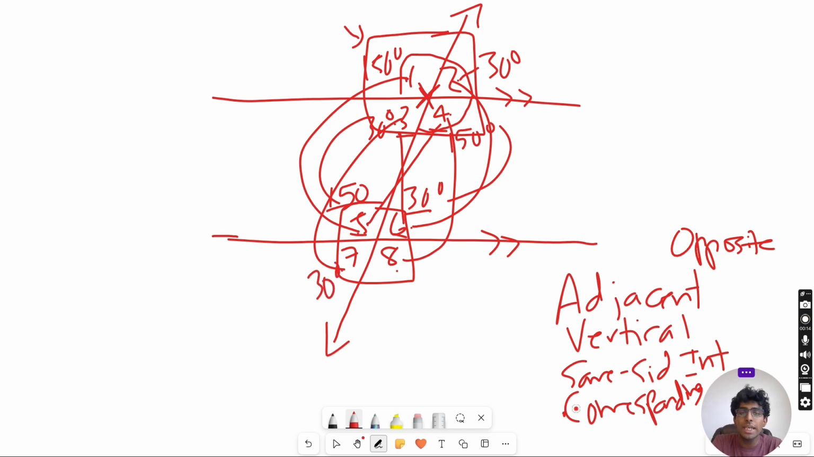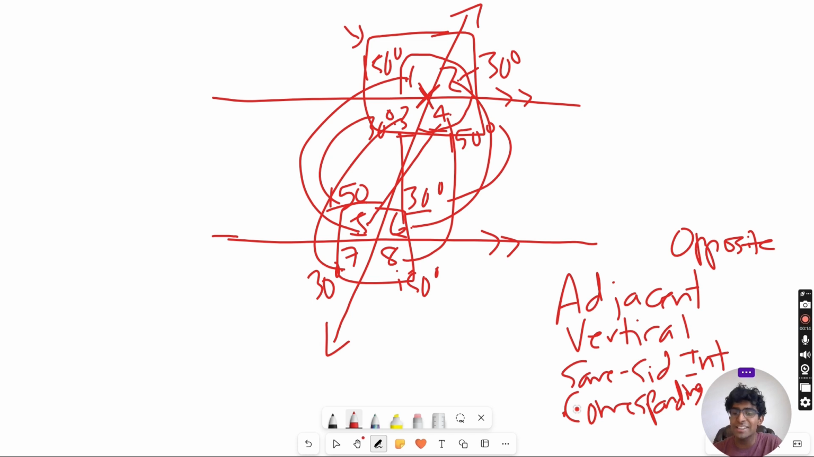If angle 4 is matched up with angle 8, it's 150. This is probably your best rule to use, corresponding angles. It's going to help you a lot, because then you just have to match up the angles on the different lines, and you'll be able to get the angle measure a lot quicker than having to memorize, let's say, same side interior, for example. So that's a very important rule.